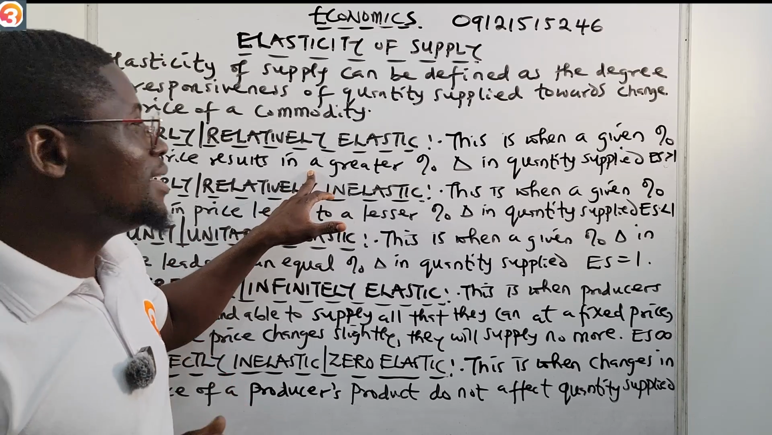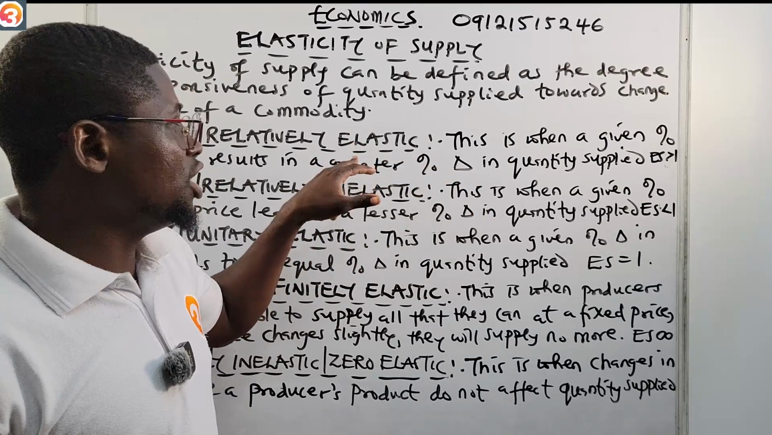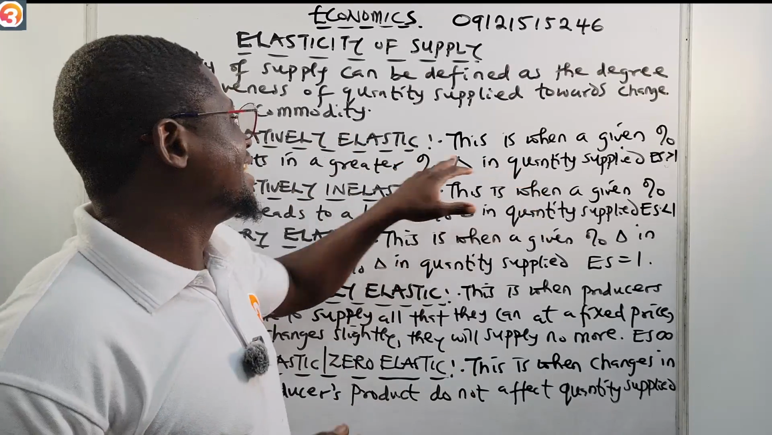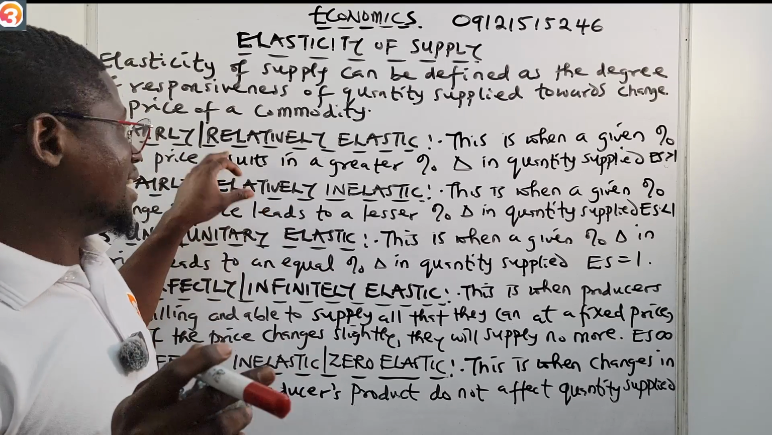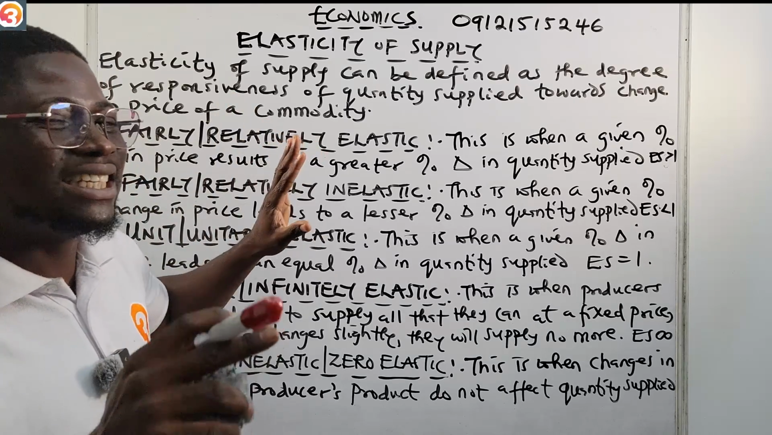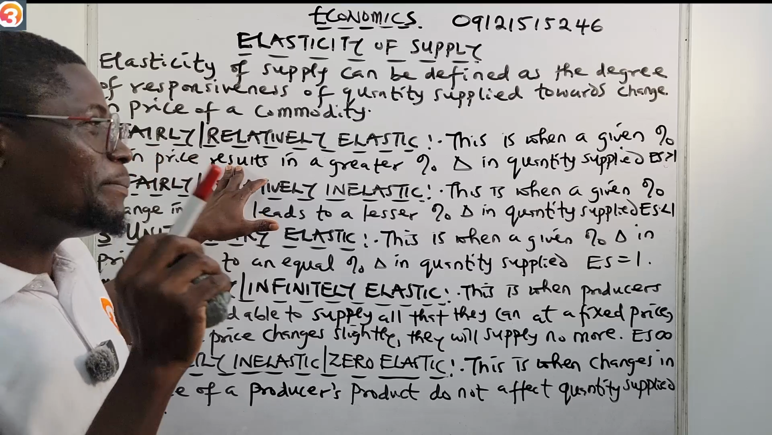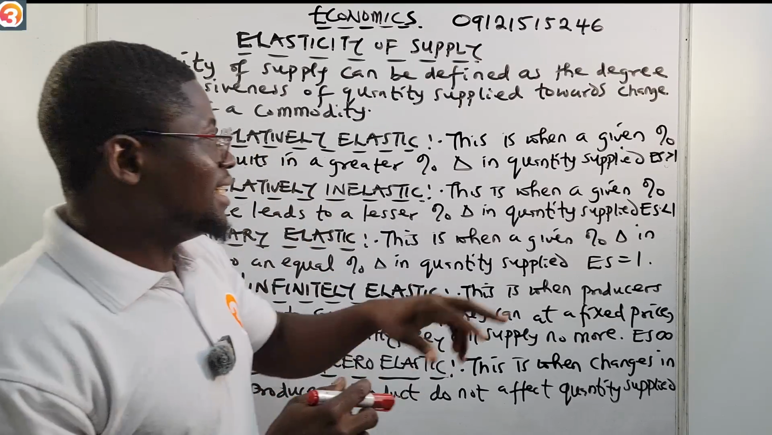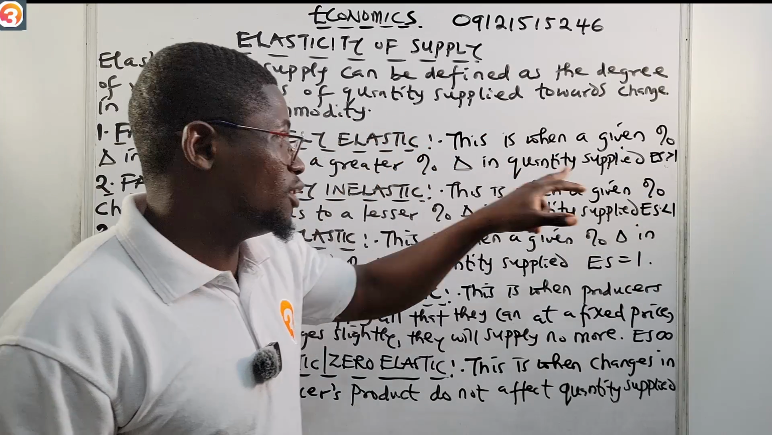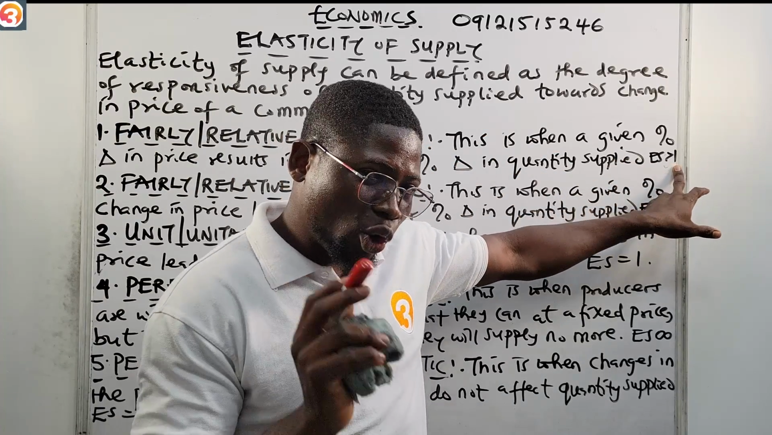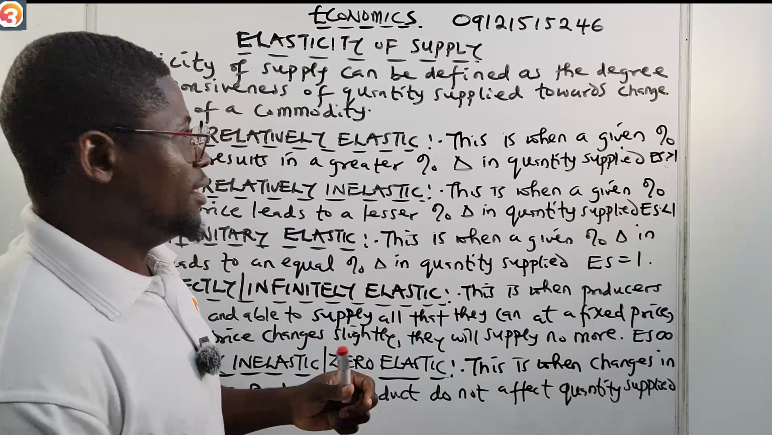What does this mean? It means that the percentage change in quantity supplied is greater than the percentage change in the price of the commodity. So take note of that. That is fairly or relatively elastic supply, when a given percentage change in price results in a greater percentage change in quantity supplied. And the coefficient of elasticity of supply for fairly or relatively elastic supply is always greater than 1.